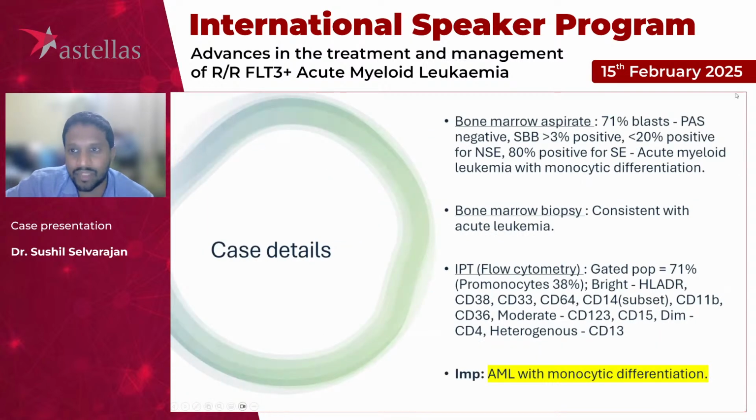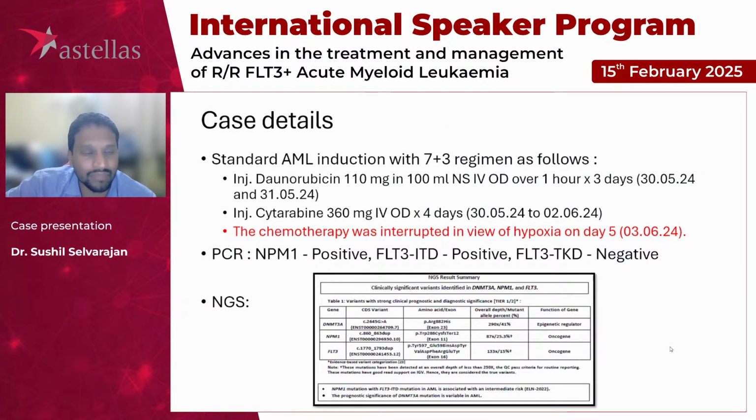The marrow that we did showed 71% blasts. They were PAS negative, SBB more than 3% positive, less than 20% positive for non-specific esterase, and 80% positive for specific esterase, in keeping with monocytic AML. The biopsy was also consistent with an acute leukemia. The flow clearly showed an AML with monocytic differentiation, as you can see with the flow gates that I've put up here. I'll quickly go into the details.